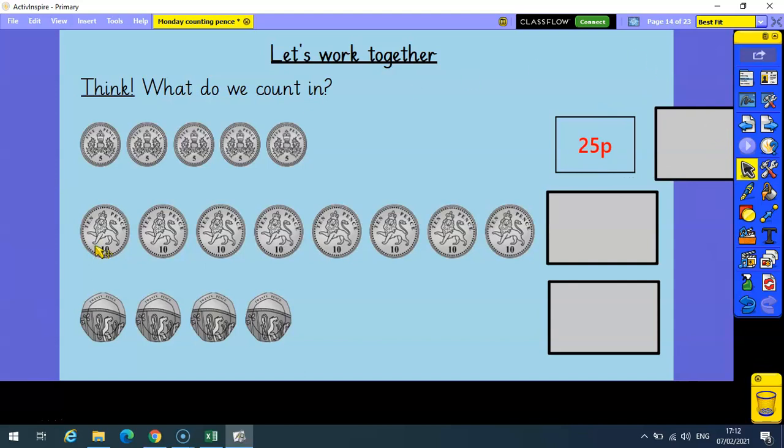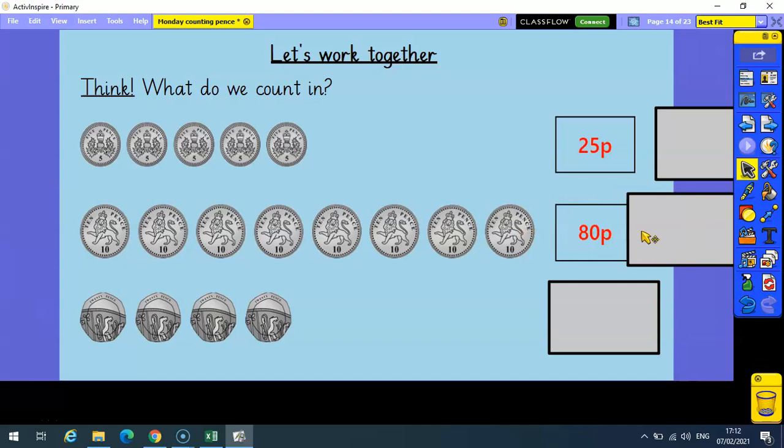Superstars. How do I do this one then? What should I count in this time? That's right, 10s. 10, 20, 30, 40, 50, 60, 70, 80. 80p. Oh, this one's tricky. Right, who can remind me what this coin is? This coin is a 20p. That's right, 20 pence. So I can count in 20s.